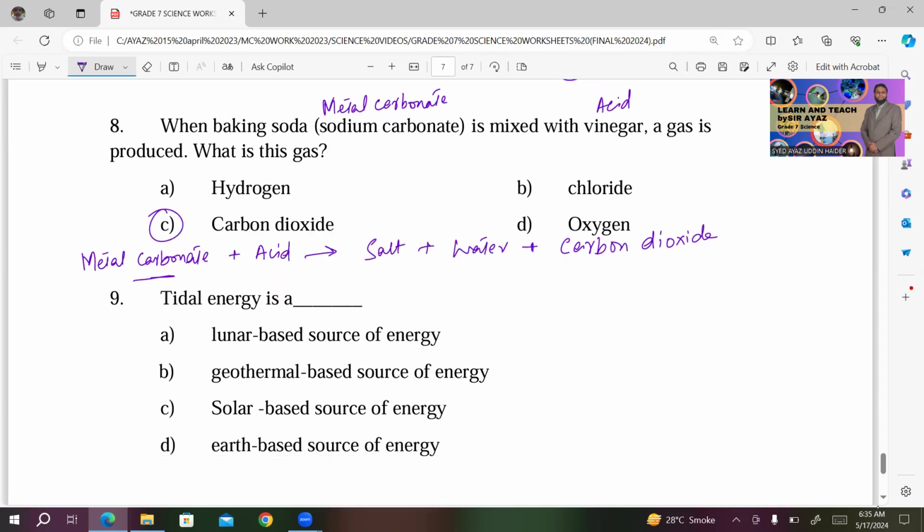Number 9, tidal energy is a lunar based source of energy, geothermal based source of energy, solar based source of energy, earth based source of energy. It must be earth based source of energy, because it's due to the C, which is earth based. Solar based means it is coming from sun. Geothermal based means it's related to rocks. Lunar based means related to moon.